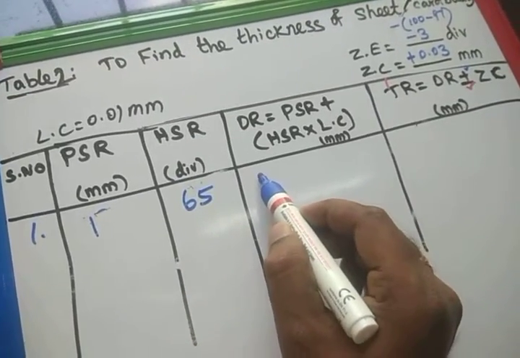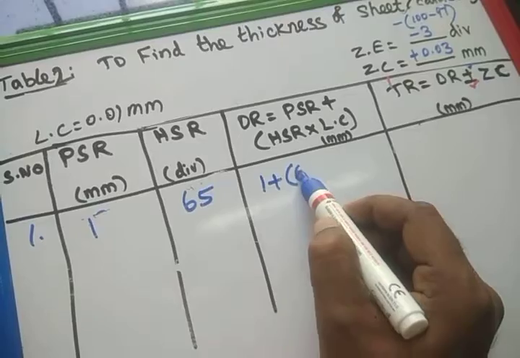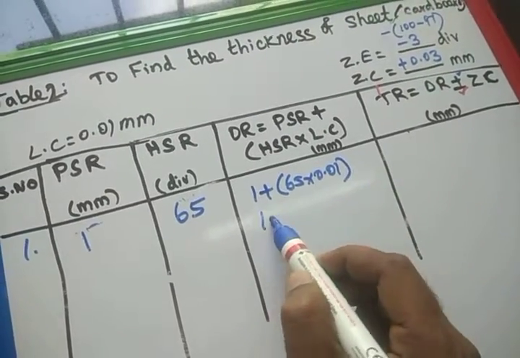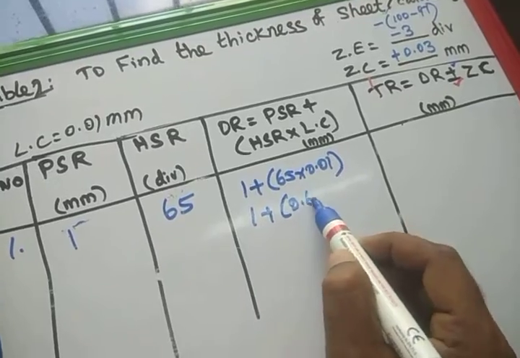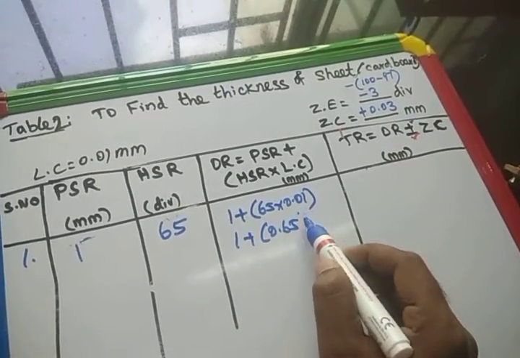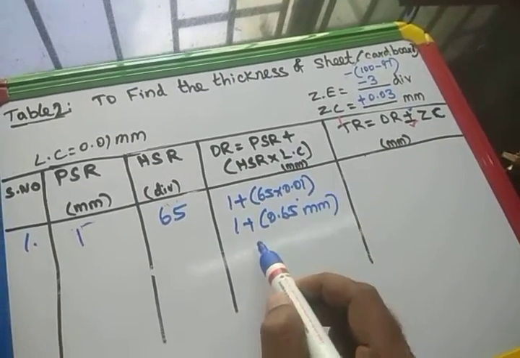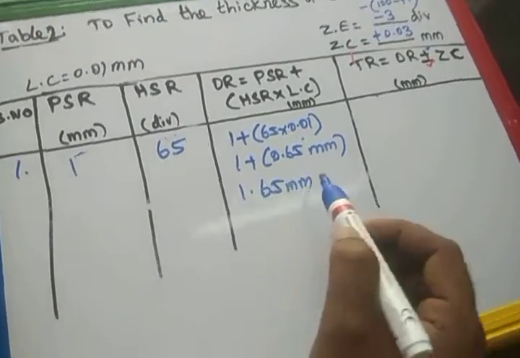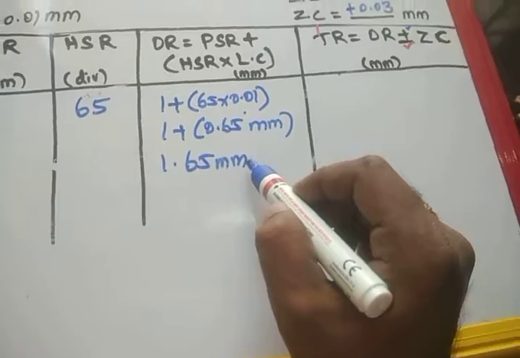So what is the observed reading? 1 plus 65 into 0.01 mm. Then 1 plus 0.65 mm. So that will be 1.65 mm. So this is the observed reading.